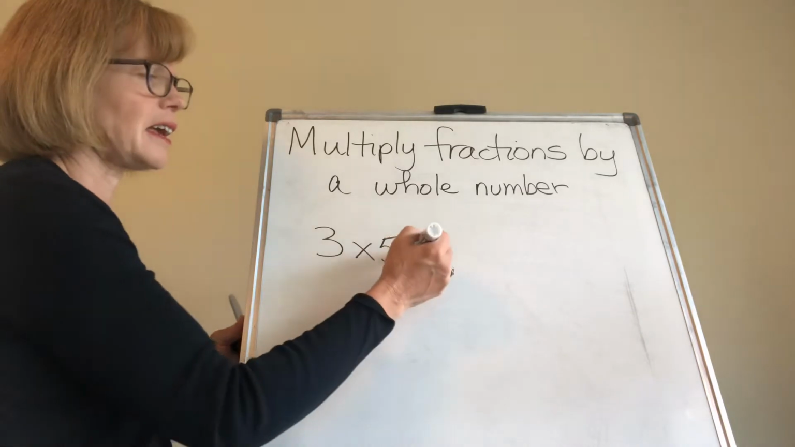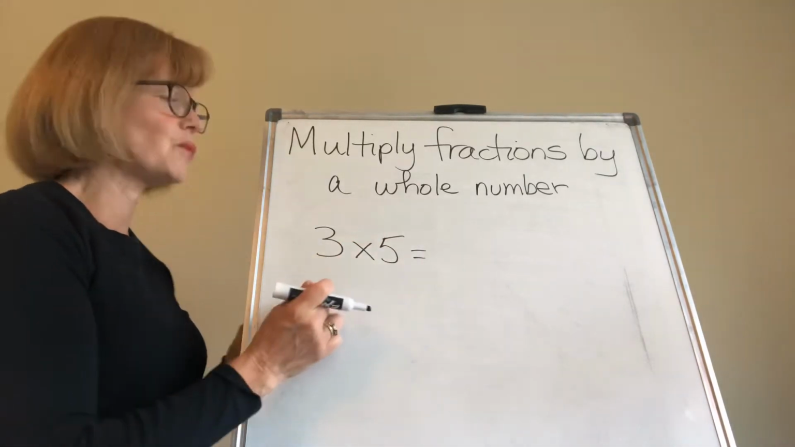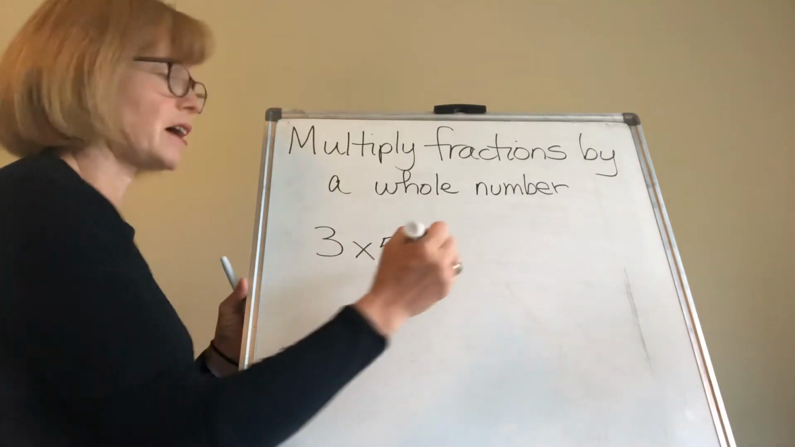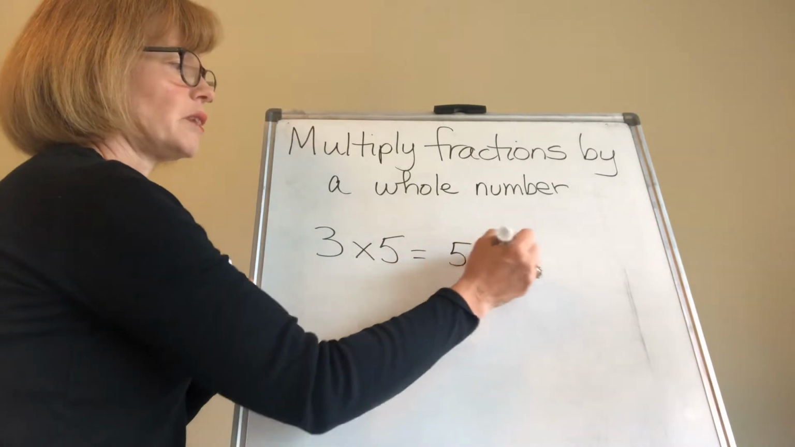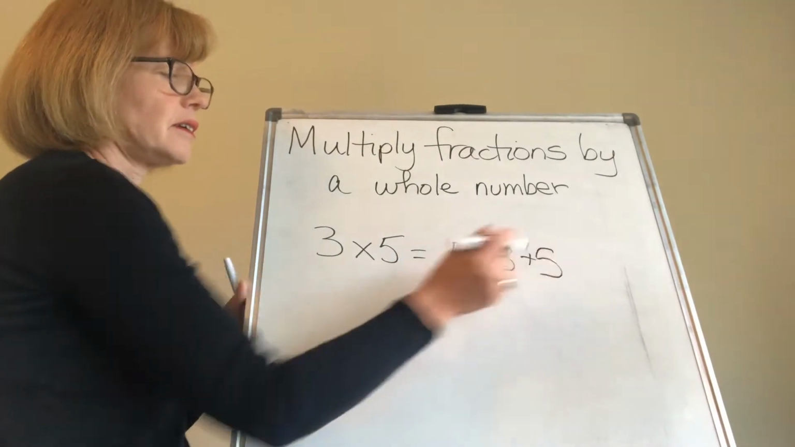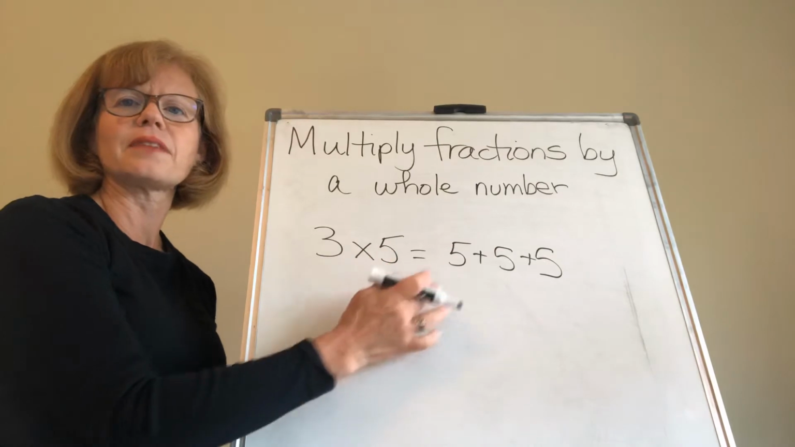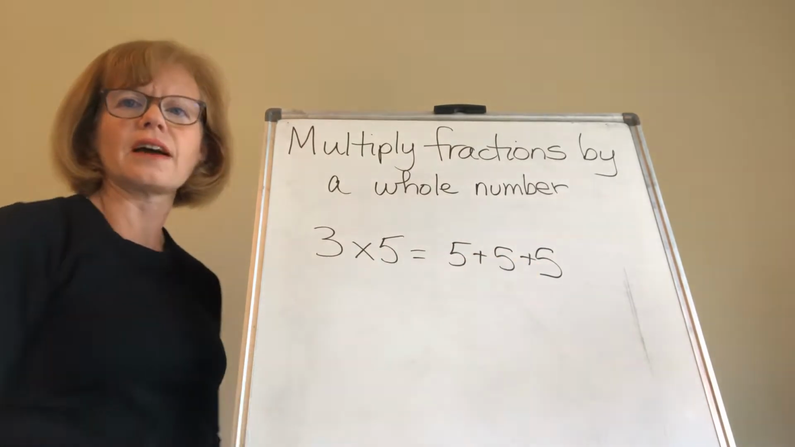Well, what does this mean? This means that we have the number 5 3 times. 3 times 5 is the same thing as 5 plus 5 plus 5.